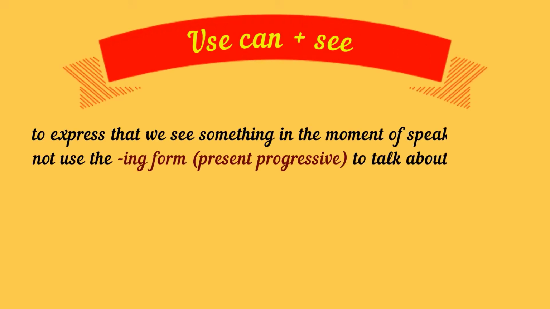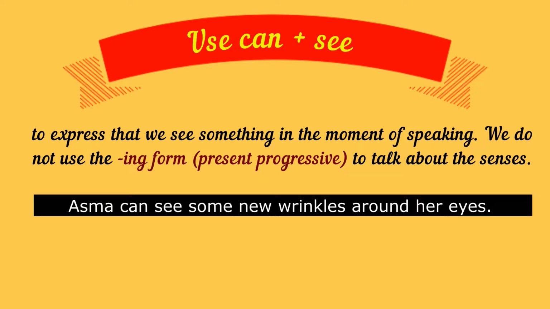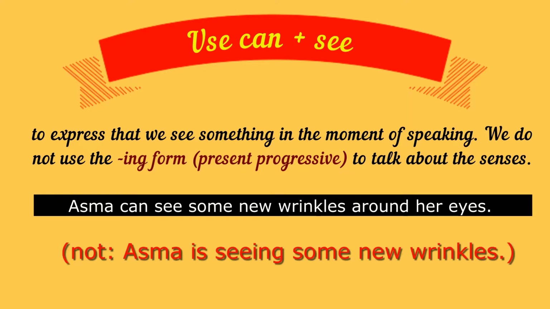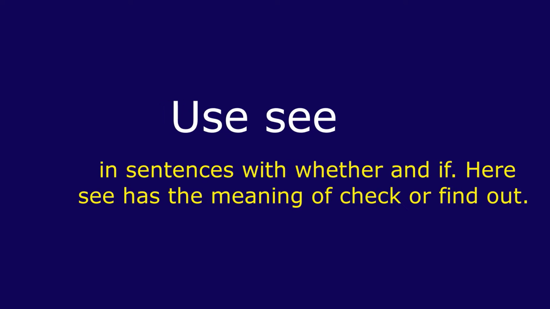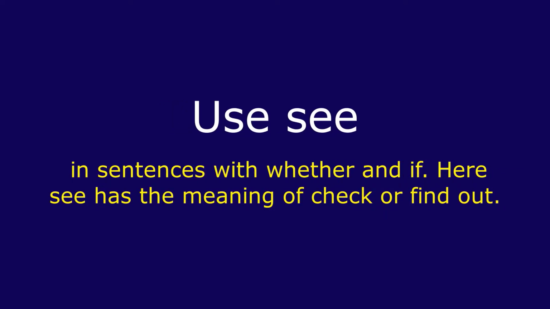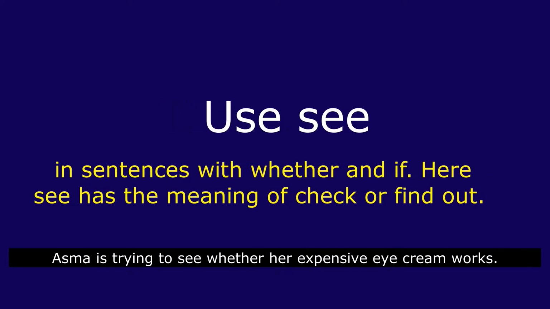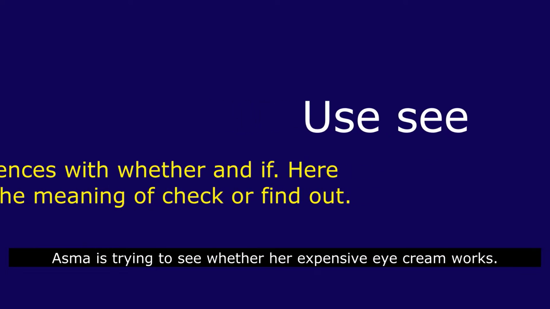Use can plus see to express that we see something at the moment of speaking. We don't use the ing form, present progressive, to talk about the senses. For example, Asma can see some new wrinkles around her eyes, not Asma is seeing some new wrinkles. Use see in sentences with whether and if. Here see has the meaning of check or find out. For example, Asma is trying to see whether her expensive eye cream works.